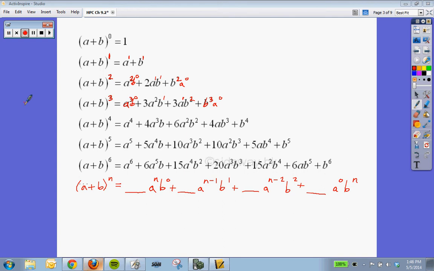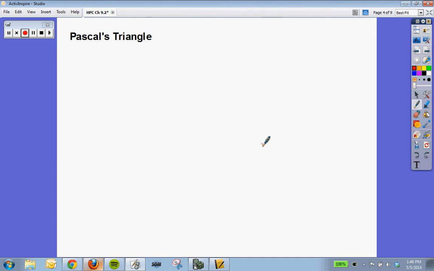Okay, so now what I'd like to do is focus on how we come up with the coefficients for each one of these expanded binomials. And we're going to look at something called Pascal's triangle to understand where each one of those coefficients comes from. We're going to make a triangle, and the very top is going to be the top vertex. And we're going to place a 1 at the very top.